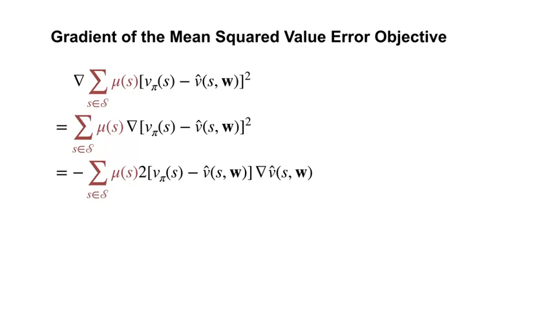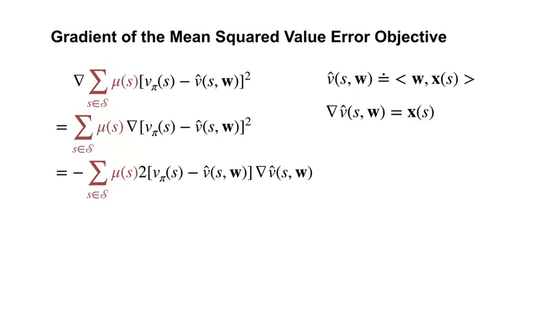The gradient of v pi minus v hat equals the negative of the gradient of v hat, because v pi is not a function of w. In other words, changing w does not change v pi of s. The gradient of the value function approximation will depend on the particular parameterized function we are using. In the case of linear function approximation, the gradient is particularly easy to compute, as we showed in the previous video. It is simply the feature vector in that state.